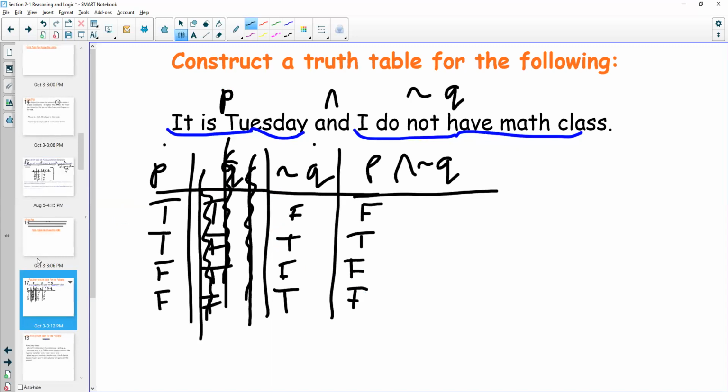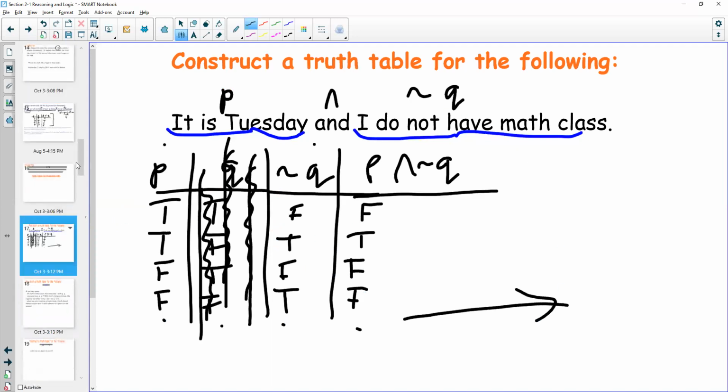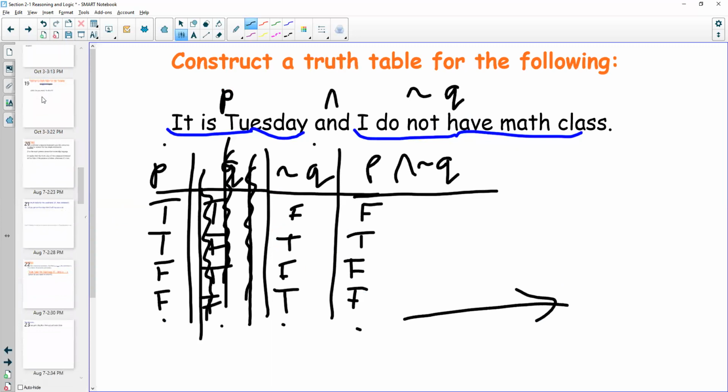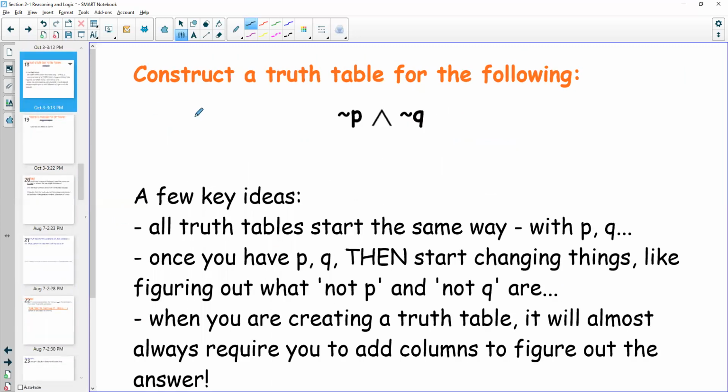So there's a truth table with an additional step. What you see here is that we build one step at a time all the way to the right. And as we build truth tables, we build to the right. Scroll down. I lost it. Okay. So now let's make a truth table for not P and not Q. It works very similarly to what we just did. But just like we were just talking about, we start adding columns to the side.